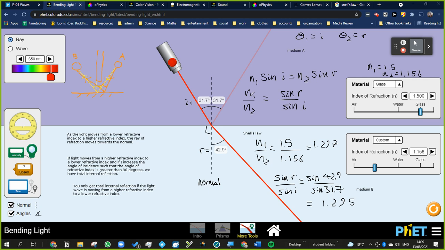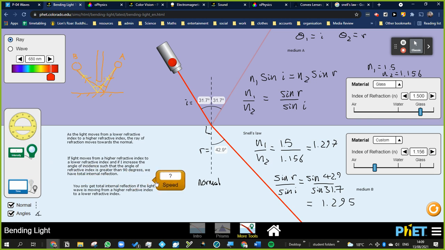So basically n1 divided by n2 is equal to sine r over sine I. So that's Snell's law. So the only thing left to understand is why does this even happen? Why do we get this changing of angle when it goes from a less dense to a more dense, or from a more dense to a less dense? Why does it change like this?